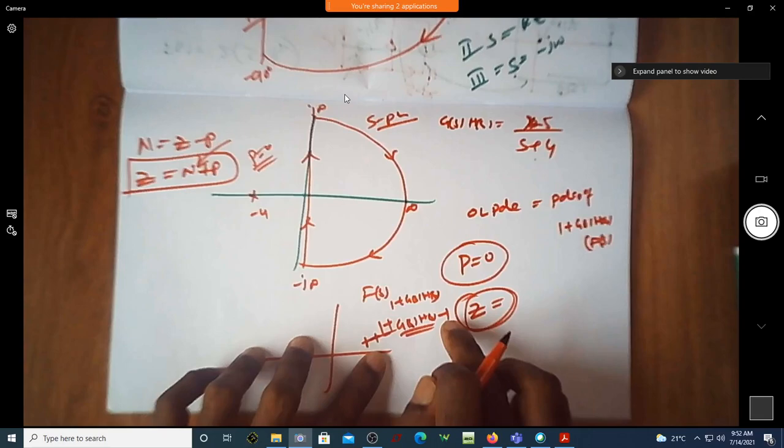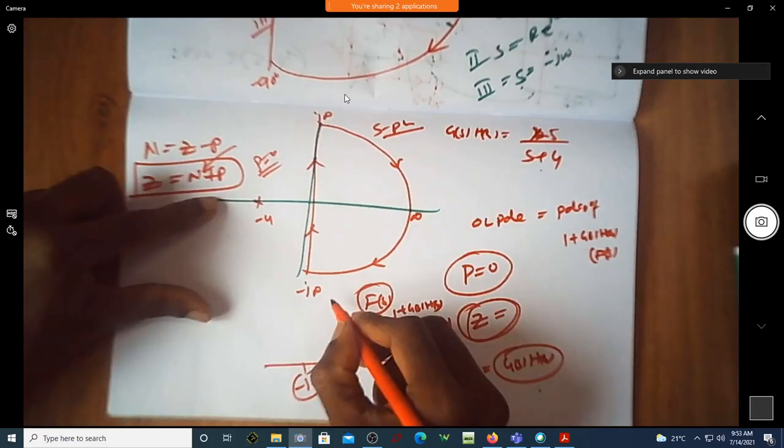We defined the value of N as the number of encirclements of the origin of F(s). Correct? Yes, sir. Since the plane taken is G(s)H(s) instead of F(s), shall I slightly modify this encirclement? Instead of the origin, let us take minus 1 plus j0 as my reference point with G(s)H(s) as my plane.